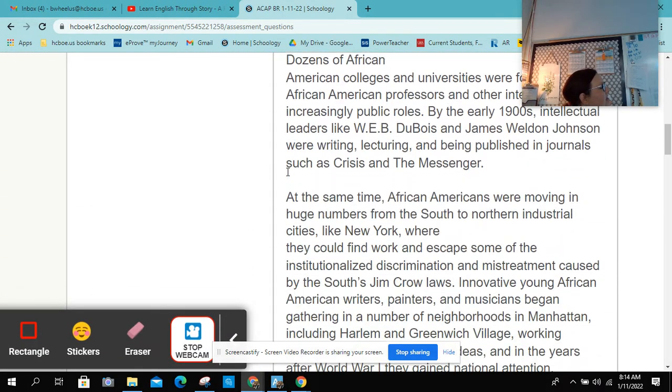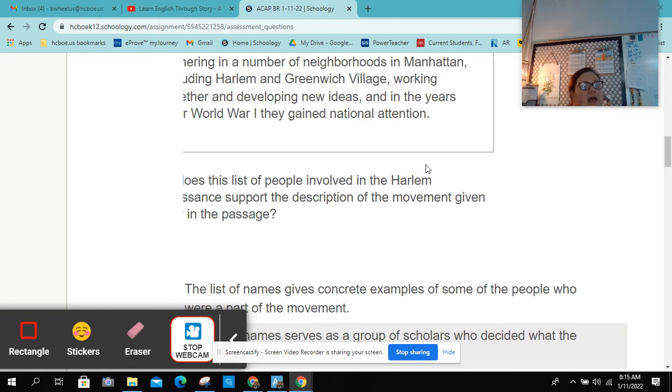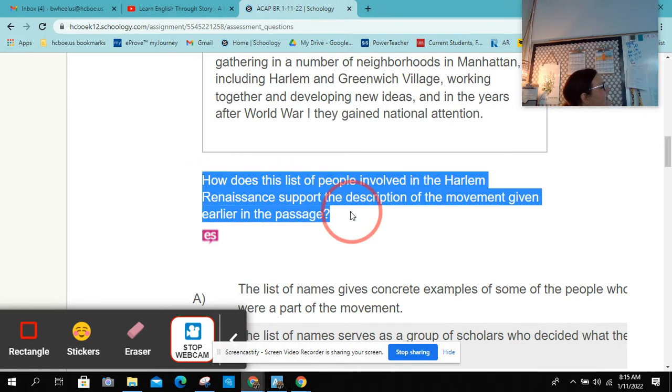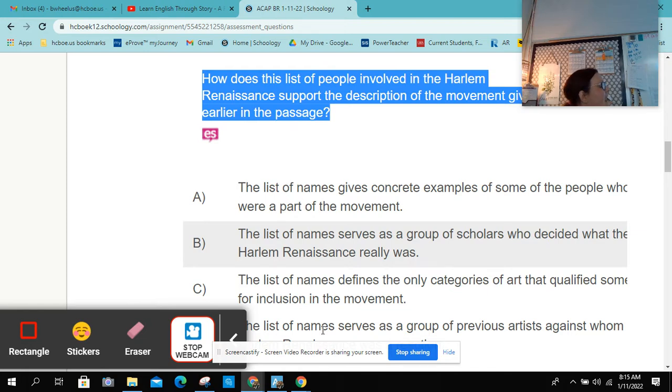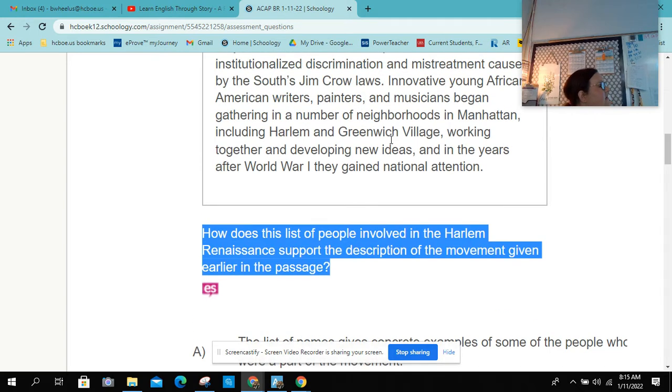The next question, number 2, you have a lot of a passage here to read, but the first thing we want to do when we are doing a test like this or a quiz like this is what? Read the question. We need to know what we're looking for. How does this list of people involved in the Harlem Renaissance support the description of the movement given earlier in the passage? Now, the next thing I would do is read my answer choices and then go back and read my passage. Okay?